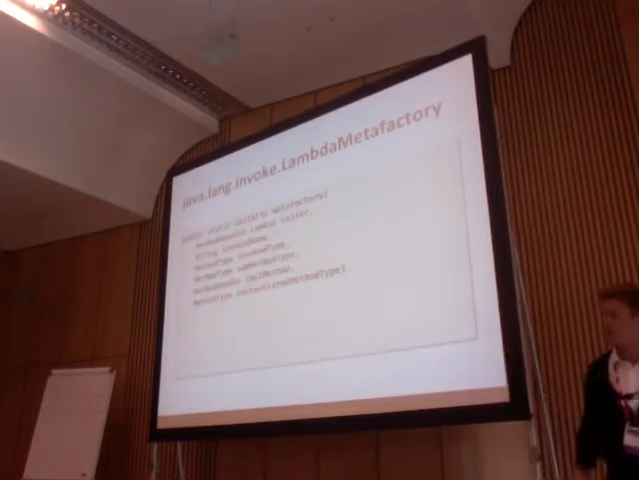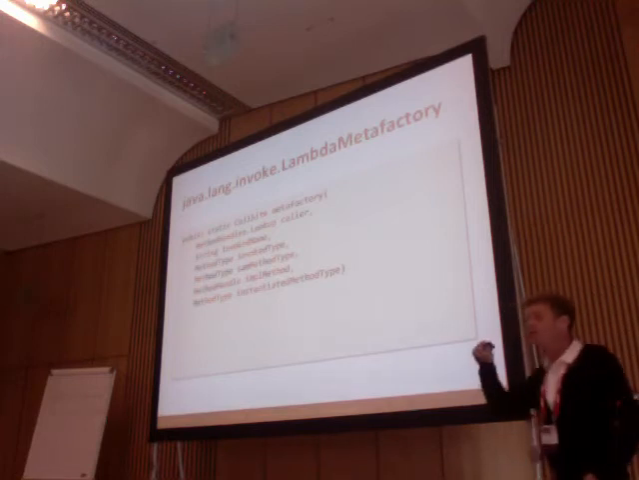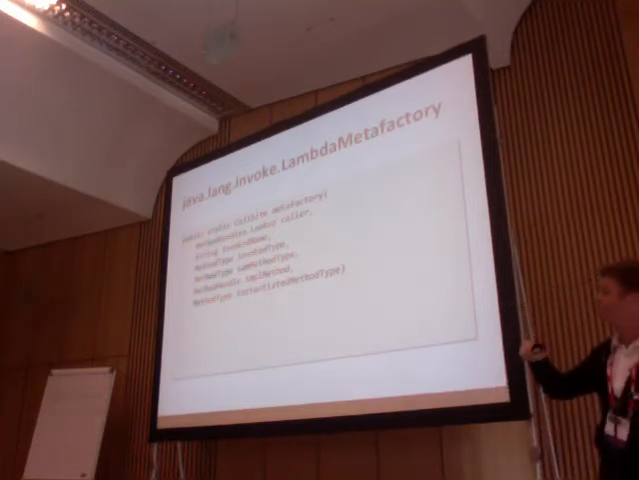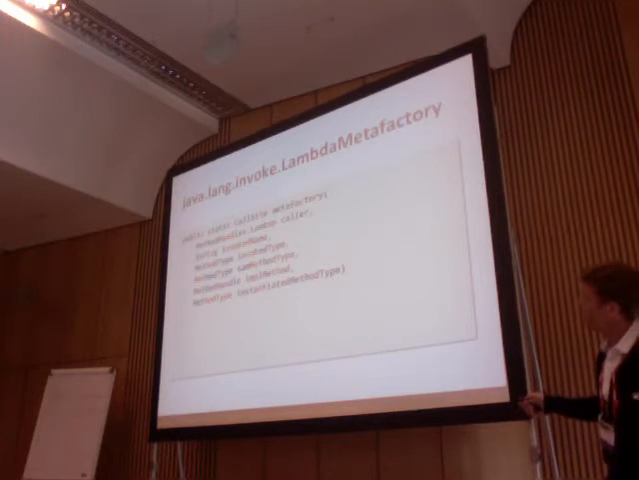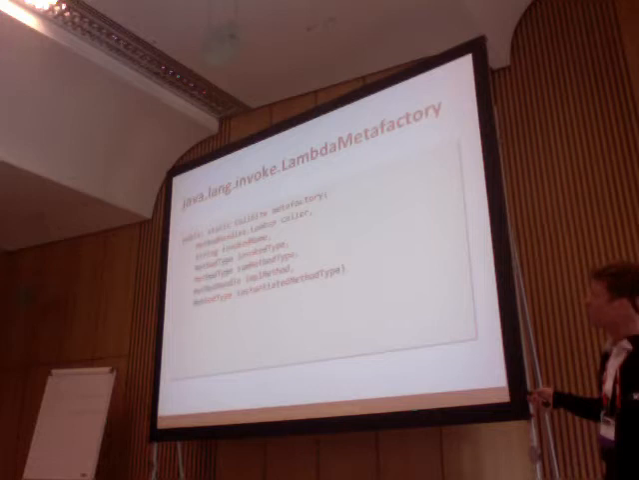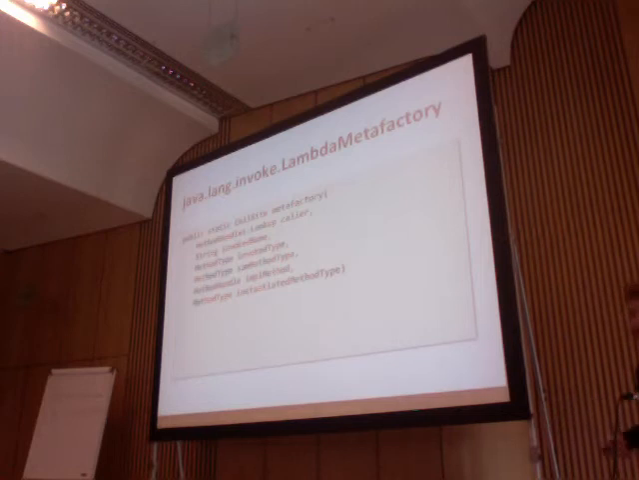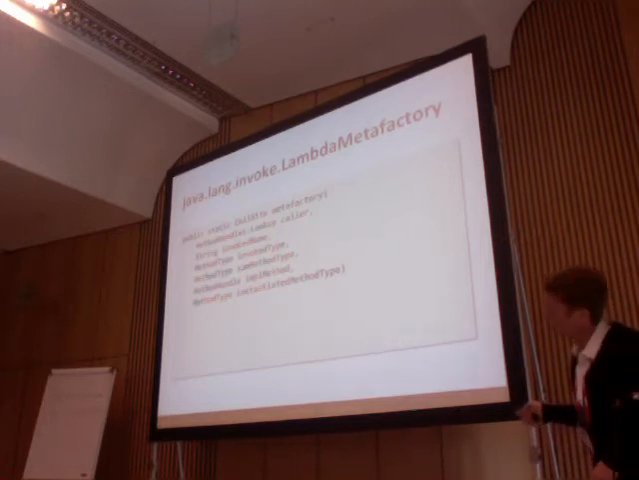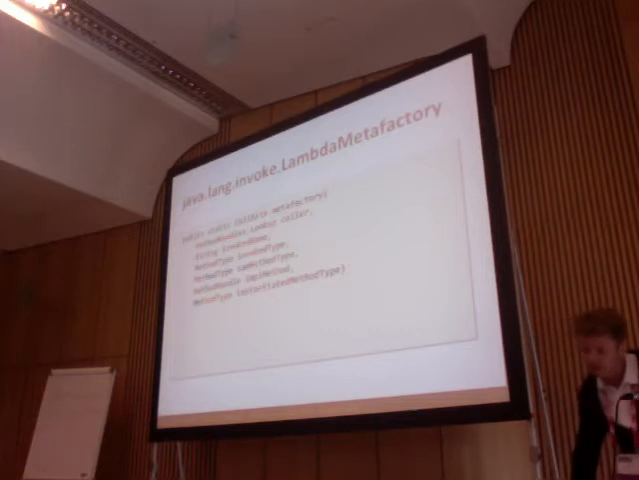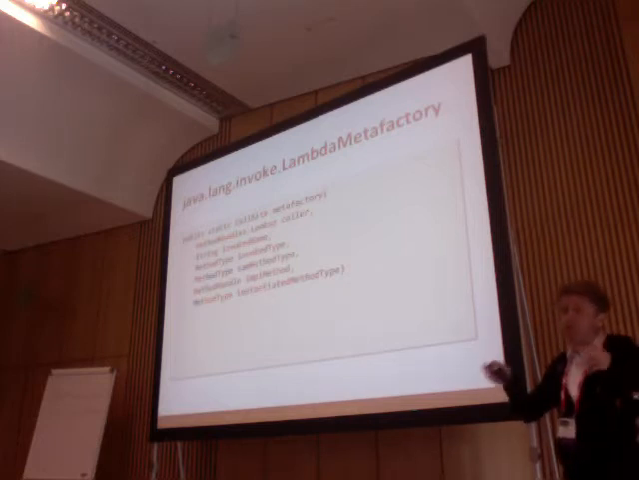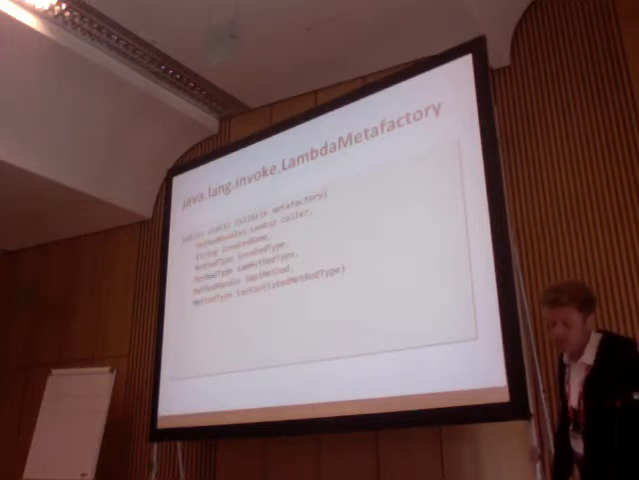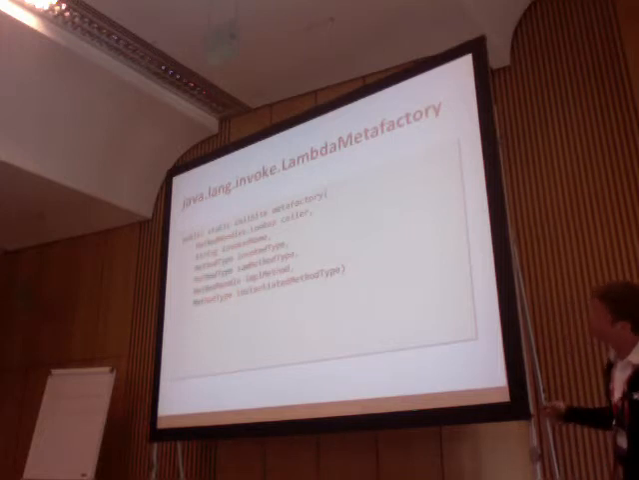This is the API of the Lambda Meta Factory. If you recall the parameters I just listed, this is the caller. This is the lookup context of the invokedynamic call site. This is the name of the method we want to create. The third one is the type, which is basically the signature, the return type, and the parameters. Then we get the method handle to the implementation method.